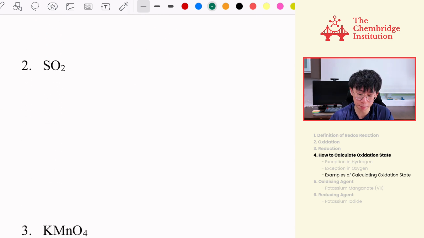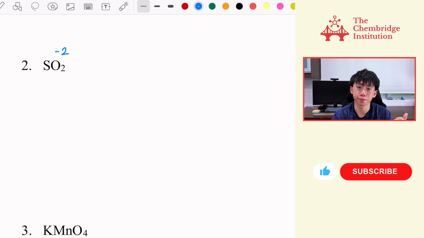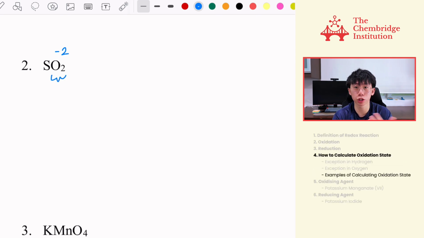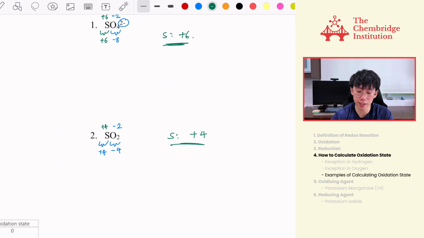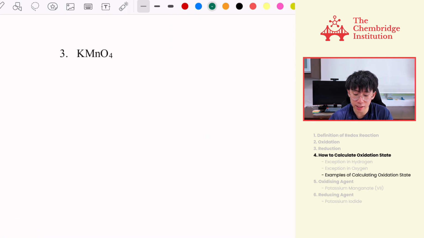Let's look at SO2 for example. SO2, the oxidation state of O is -2, right? We know this from the rule. So in total, since there's 2 oxygens, it will be a total of -4 from the O's. So to make the whole thing neutral, the total oxidation state of sulfur has to be a +4. So the oxidation state of sulfur is +4 since there's only 1 sulfur. You can see how the oxidation state can change for sulfur, which is why you usually have to calculate this from scratch.